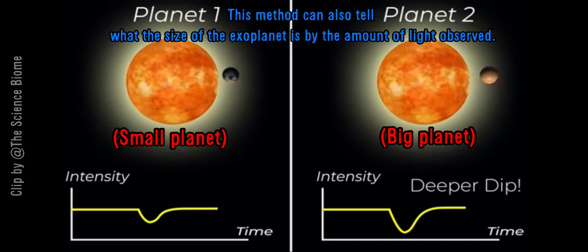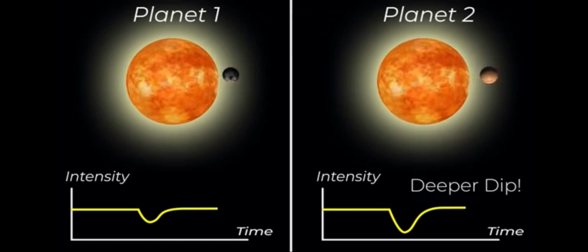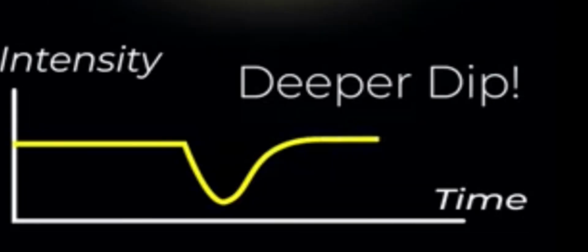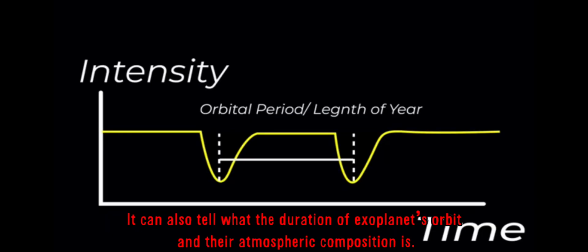This method can also tell what the size of the exoplanet is by the amount of light observed. If the dimming is lower, the exoplanet is small. If the dimming is higher, the exoplanet is big. It can also tell the duration of exoplanets' orbits and their atmospheric composition.